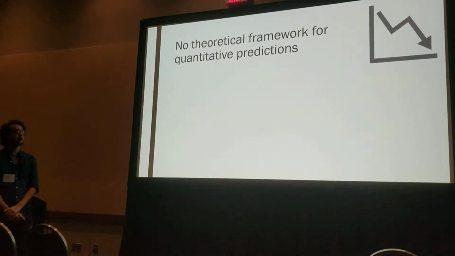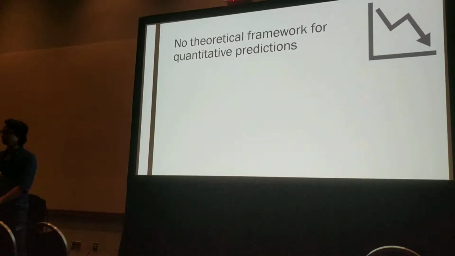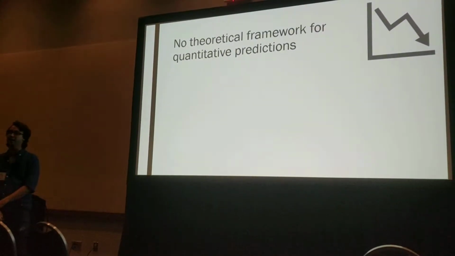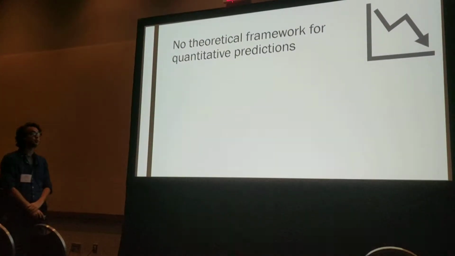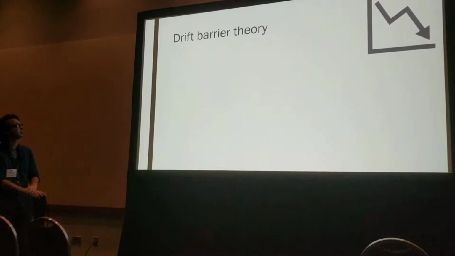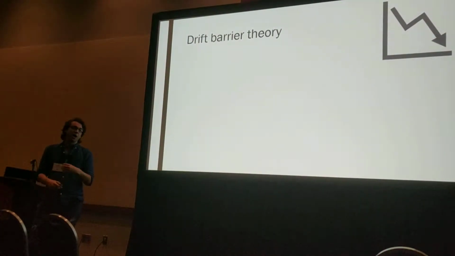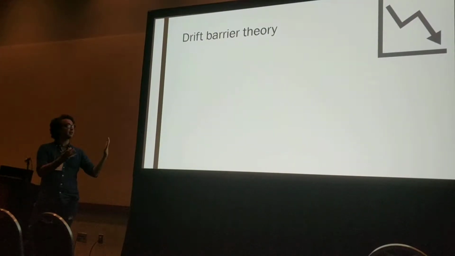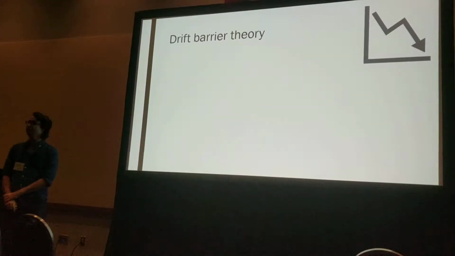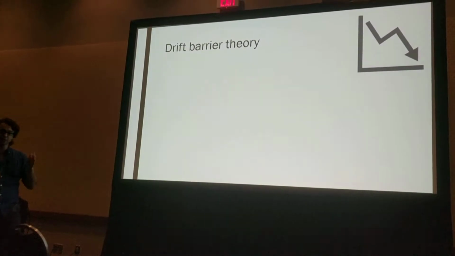So what I'm going to propose is a solution to why we aren't all dead, and then I'm going to talk a little bit about the model I use and some of the quantitative predictions I might be able to make. The title of my talk is that drift barrier theory is the solution to this problem. I don't expect all of you to know what drift barrier theory is, so I'm going to explain it just a little bit.